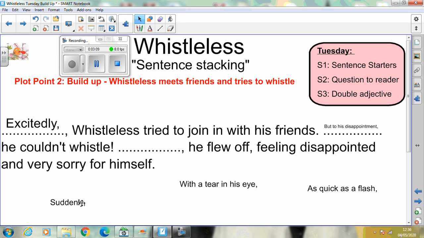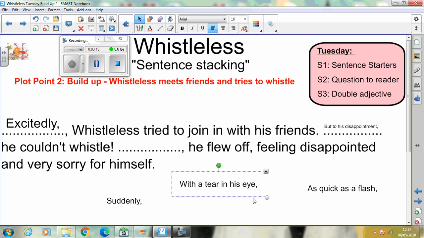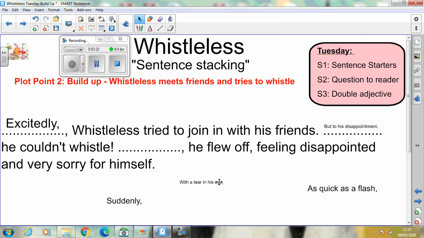I could put suddenly he flew off, feeling disappointed. But I want my story to be dramatic and interesting for the reader. So I'm going to use with a tear in his eye, comma, he flew off, feeling disappointed and very sorry for himself. And there we go. There is sentence 1, where I've modelled for you how to use a range of sentence starters. The sentence starters here add cohesion. They link the sentences and the ideas together. And they also add a bit of interest to our story.